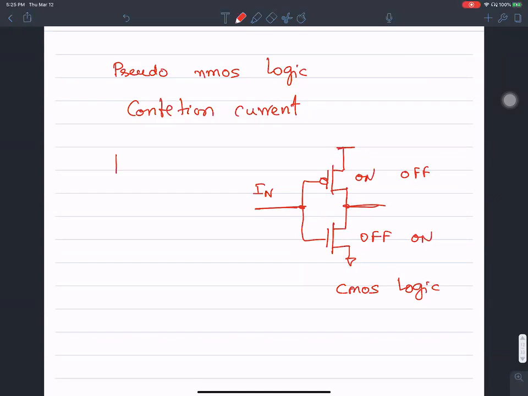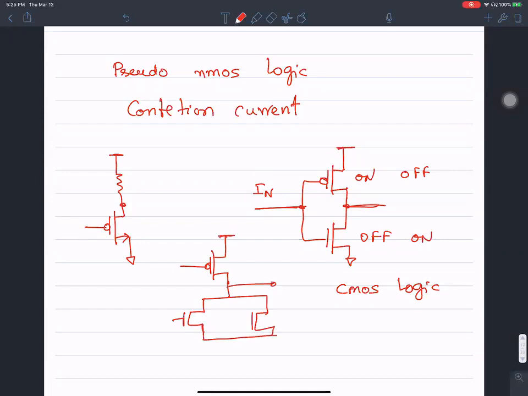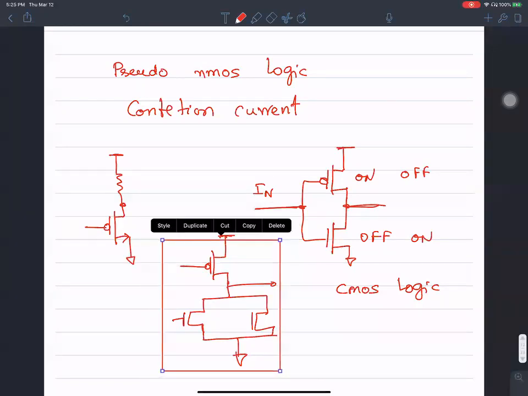Okay, what if I don't implement an inverter using CMOS logic, but I implement an inverter using a resistance and one NMOS transistor? It is possible to do that. What if I implement the logic using what is known as a pseudo NMOS transistor? I'll show you an example. This is a pseudo NMOS implementation of a two-input NOR gate.